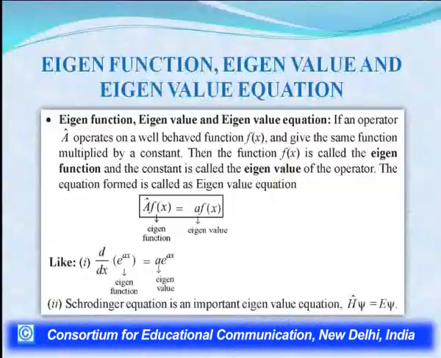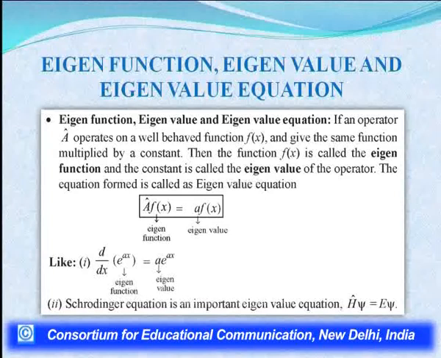You can see the expression on the slide. I have given the eigen, and this equation is known as eigenvalue equation. So if an operator A operates on a well behaved function, because I have already discussed the well behaved function, and it gives the same function multiplied by a constant, then the function f(x) is known as eigen function, and the constant which is obtained on applying the operator is known as eigenvalue of the operator, and the equation which is formed is known as eigenvalue equation.